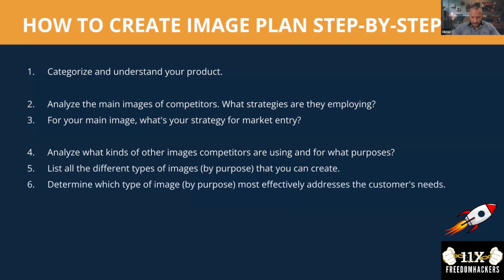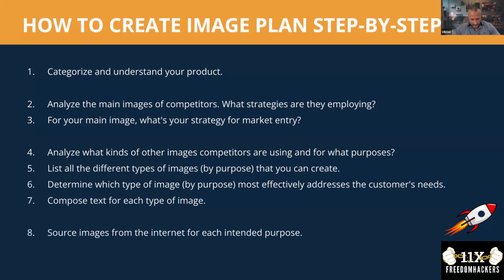Step 6, determine which type of images or purpose most effectively addresses the customer needs. Step 7 is compose texts for each type of image. And step 8 is source images from the internet for each intended purpose and compose design instructions for the graphic designer. So let's look at all these steps one at a time and how I'm thinking. What do these things mean?